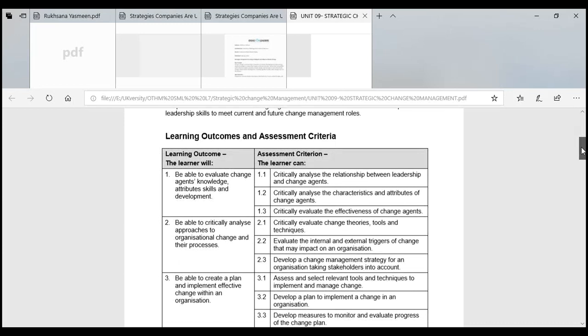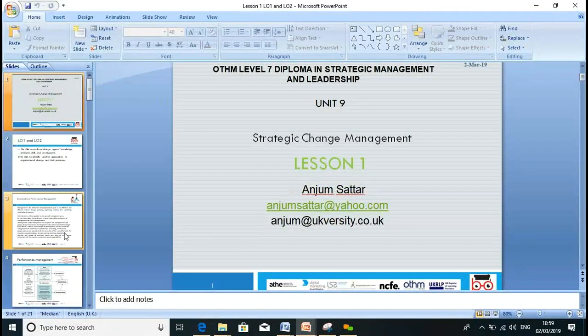Then in the second learning outcome, we discussed different tools and theories. We discussed the internal and external environment as well. We must be aware of all this because it is quite crucial if we really want to implement change effectively in our organization. So let's recap a bit first.